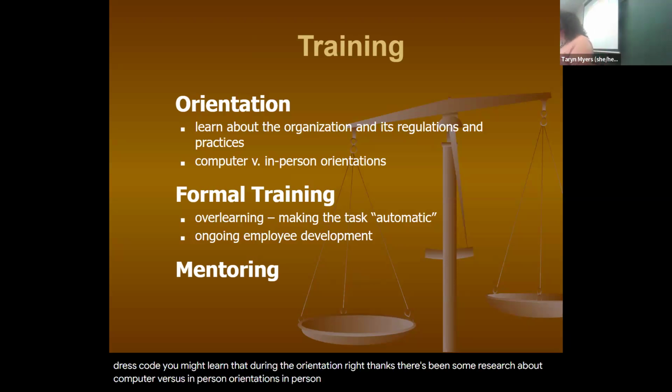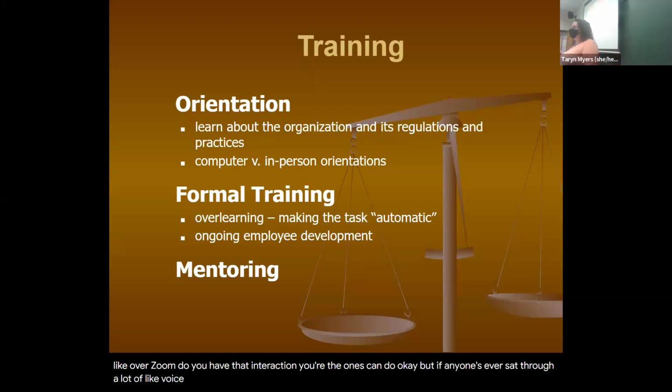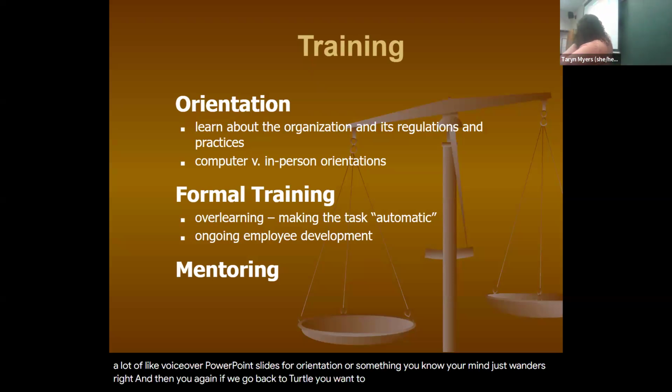In person, maybe not shockingly, tends to be better, or at least better than over Zoom. So you have that interaction. Computer ones can do okay, but if anyone's ever sat through a lot of voiceover PowerPoint slides for orientation or something, you know your mind just wanders, right? And then, again, if we go back to Turner, you want to have formal training.